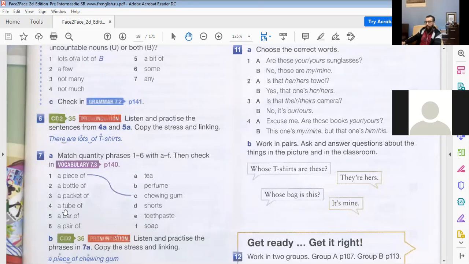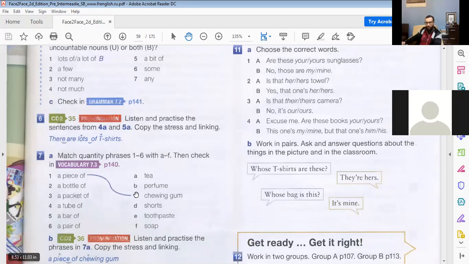But if you say a tube of toothpaste, now it feels like it's countable. So you can say, I've got two tubes of toothpaste. How many tubes of toothpaste have you got? I've only got one. How about you? And so on. So then it becomes like a countable noun. You can just add the number of tubes or reduce them.